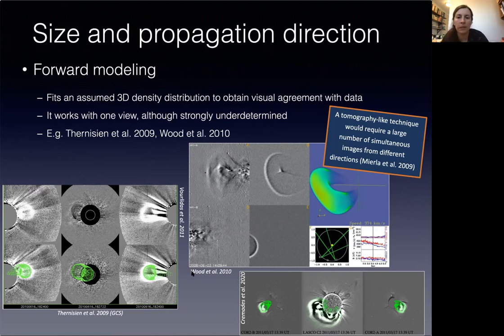And this here is an example of the GCS model applied to a CME that is believed to be seen face on and edge on. We can see how this model captures pretty well the overall three-dimensional shape, suggesting that this ad hoc geometrical figure that we use for the fitting is a pretty good approximation of the three-dimensional shape of CMEs.